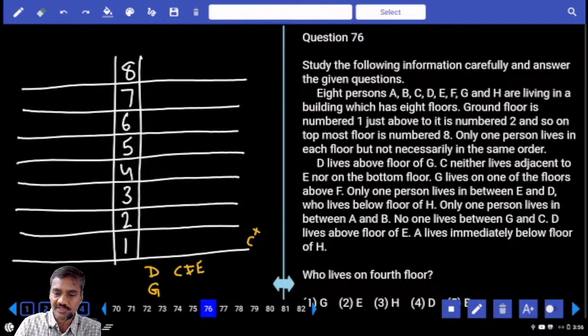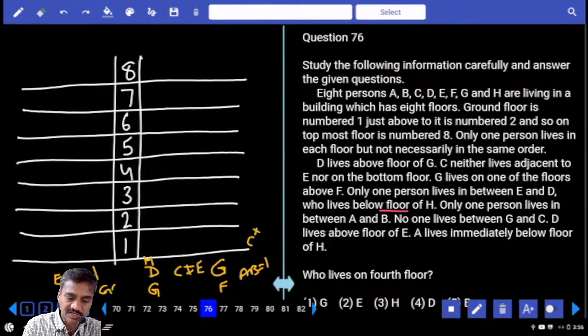And next one, G lives on one of the floors above F. Now G is on one of the floors above whom? On one of the floors above F. And only one person between E and D. Now in between E and D, how many people are there? There must be exactly one person. And D lives below the floor of H. Now this D is below the floor of H, so H must be above this one, H, D and G. And next one, only one person lives in between A and B. Now in between A and B, how many people? There must be exactly one. No one lives between G and C, and so G and C are adjacent to each other.